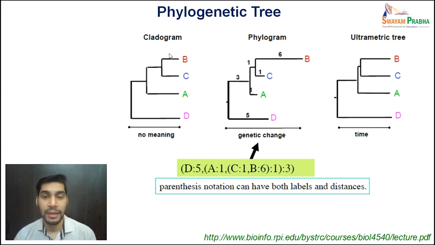Now another point I would like to tell you here is the parenthesis notation which we discussed initially. They can have both the labels and the distances as well. So here you can see for example, C and B. C is 1, B is 6. This is the relationship of the distance as well. So not just labels C and B, but the distances also are being shown here. That is also possible in the parenthesis notation.